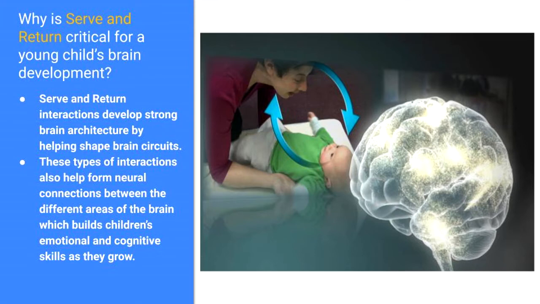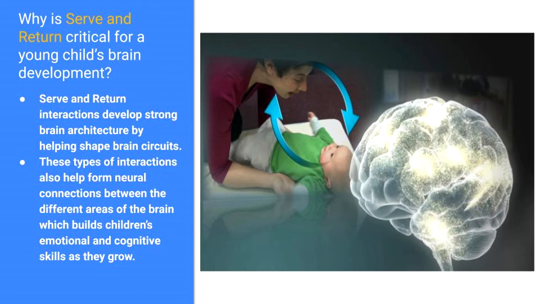Finally, why is serve and return critical for a young child's brain development? First, serve and return interactions develop strong brain architecture by helping shape brain circuits. When a child shows interest in something new, that's the serve, and an adult responds in a supportive and meaningful way, that's the return, new neural connections form in the child's brain. These connections are what help shape the brain of the developing child.